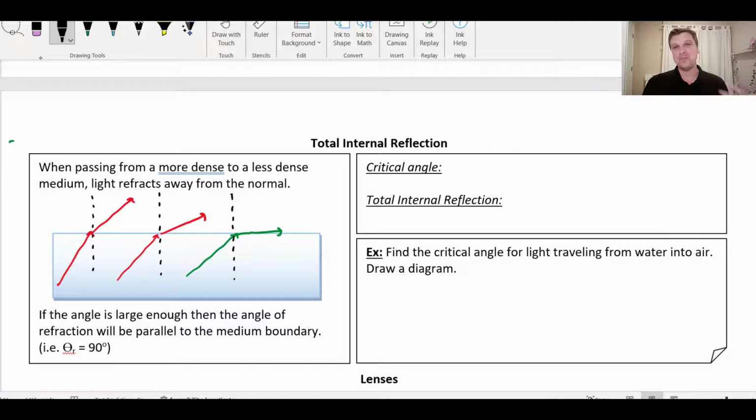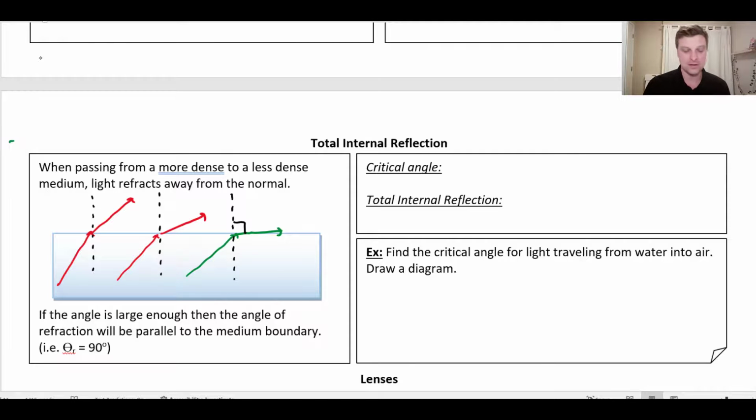So this particular incident angle that gives me a refracted angle of 90 degrees gets a special name. We call this the critical angle, theta c, for the critical angle. And so it begs the question, what happens if you just go a little bit further? What happens if you go beyond the critical angle? Well, it's actually a little bit surprising.